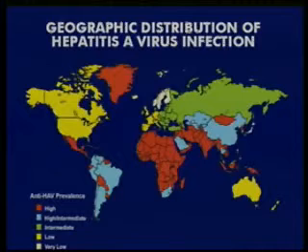Here's where hepatitis A occurs worldwide. The color in red shows the countries with the highest prevalence. So if you plan on going to any of these countries, you might want to consider a hepatitis A vaccine prior to travel. Not the day before you travel, at least 4 weeks before you travel. All right?